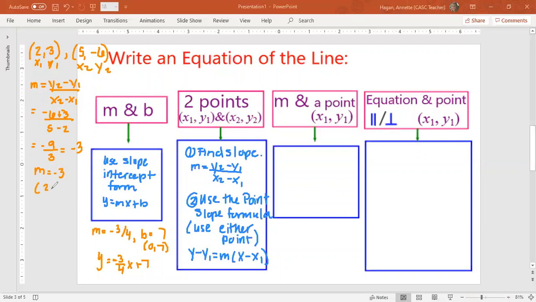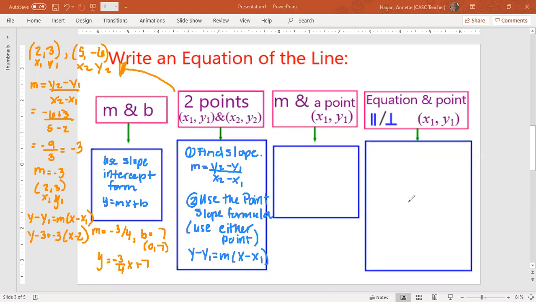I always use (2, 3), the first point, x1, y1, and we're going to plug this in to y minus y1 equals m times x minus x1. So what I would have is y minus 3 equals negative 3 times x minus 2. So this is if I'm finding the equation from 2 points. It is a little bit of work, but that's not terrible. And then from this equation, I can go to any other form I want to.